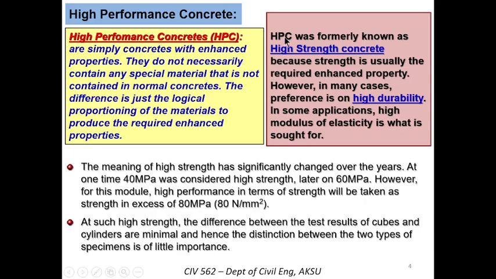Now also note that high performance concrete was formerly known as high strength concrete, and this is because strength was usually the required enhanced property. However, in many cases, there are other properties that are required. It could be high durability or high modulus of elasticity. So it's not only strength that is the required enhanced property, and that's why it's now called high performance concrete and not just high strength.